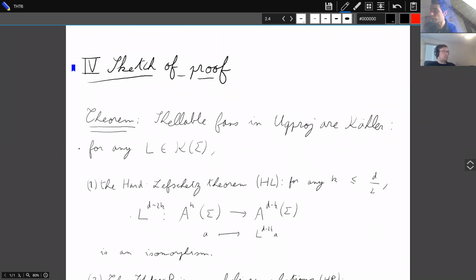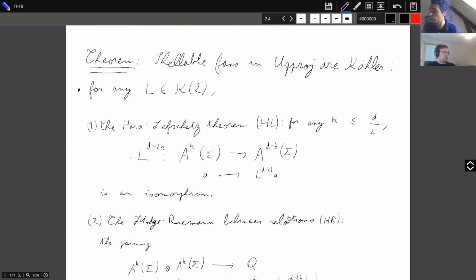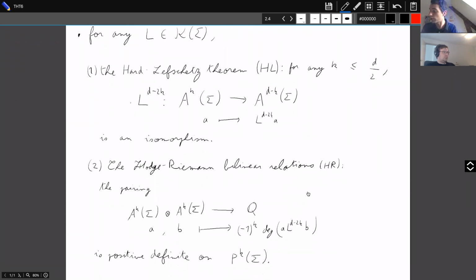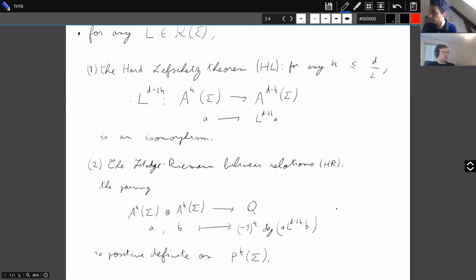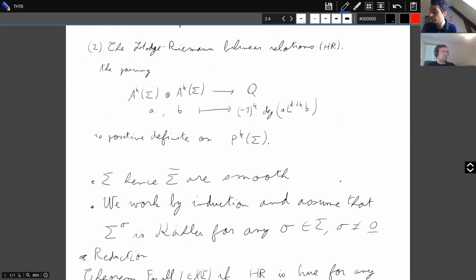So I just recall what scalar means. For any ample L, we have the Hard Lefschetz theorem here, and we have the Hodge-Riemann bilinear relations. So we work in several steps. First, okay, I admit the theorem that any shellable fan is smooth. And so I recall that if sigma is smooth, then the compactification is smooth. So in particular, we get the Poincaré duality for the theorem.